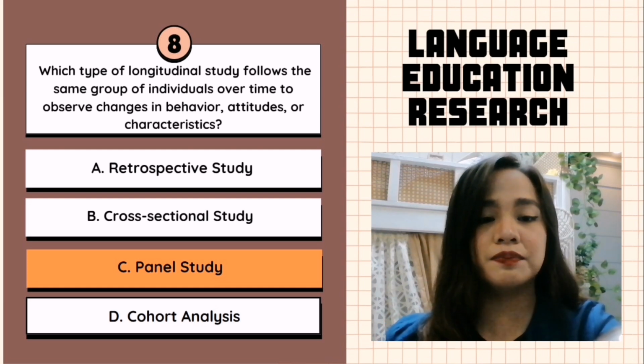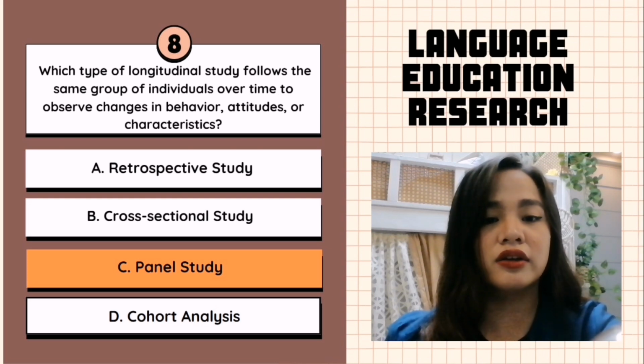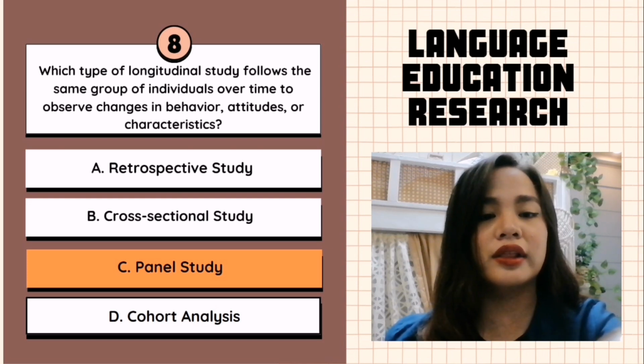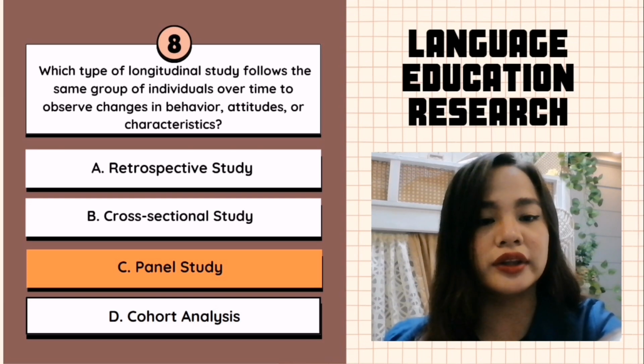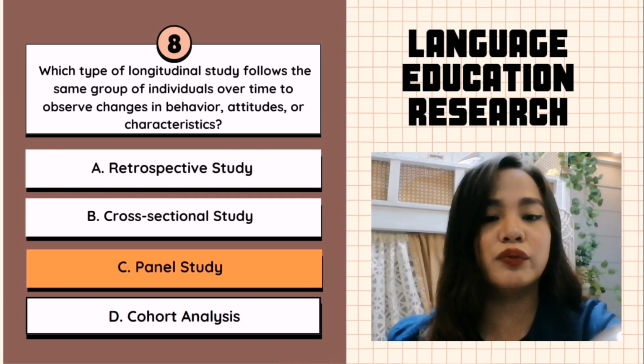Letter B is also wrong, cross-sectional study, because it is not a longitudinal study. It collects data at one point in time from different individuals or groups. It shows a snapshot but cannot measure change over time.